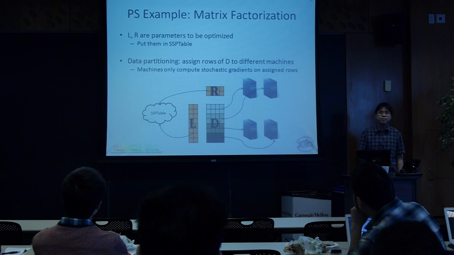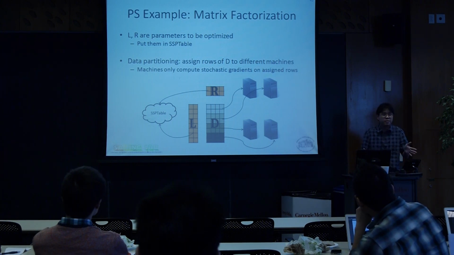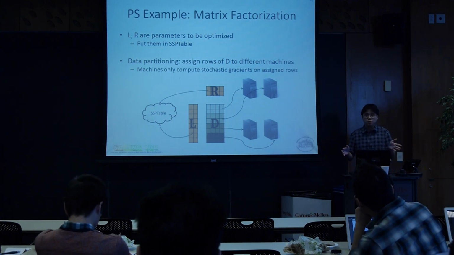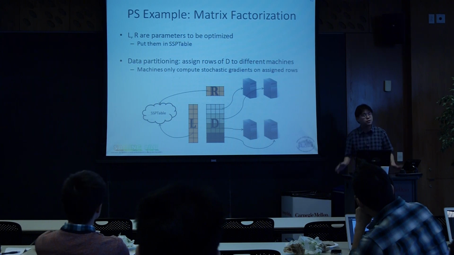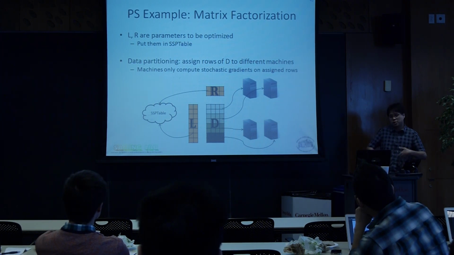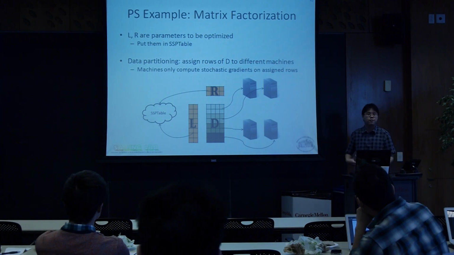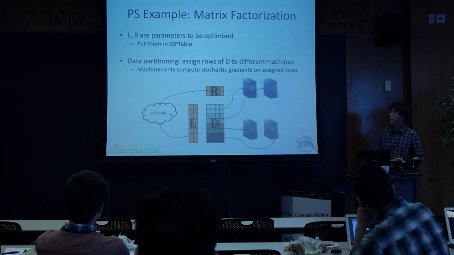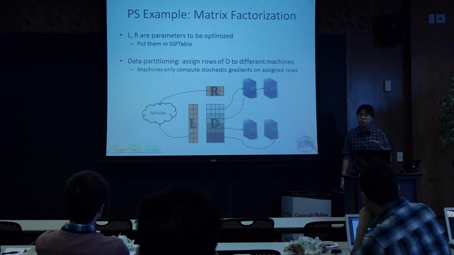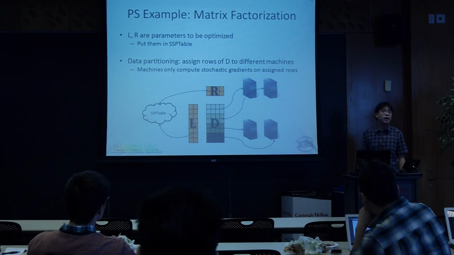One thing I have not talked about is where the input data D goes. So we don't cover the issue of data partitioning in this talk, but for the experiments you'll see in a bit, what we essentially do is that we assign the different rows of D to different machines. We assign them equally so that the workload in each machine is balanced. The idea is that the machines will only compute the stochastic gradients on the rows they are assigned, but all of them are updating the common matrices L and R.